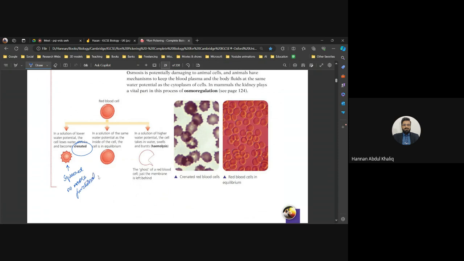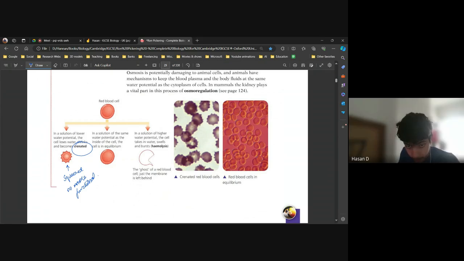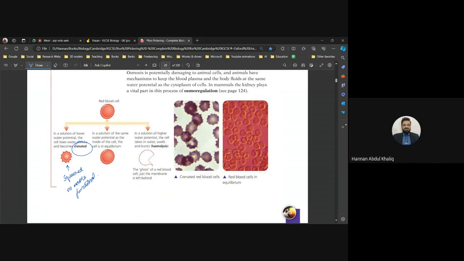So that is why your body has to maintain the water. If the water is not maintained, then your cells are going to burst. Is it clear? Yeah. Good. Next.